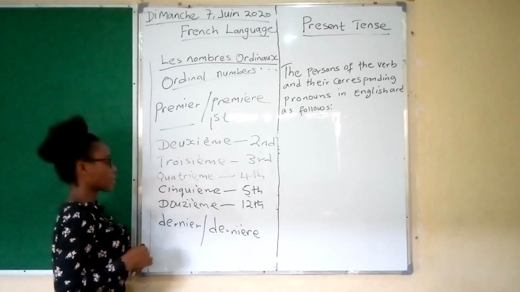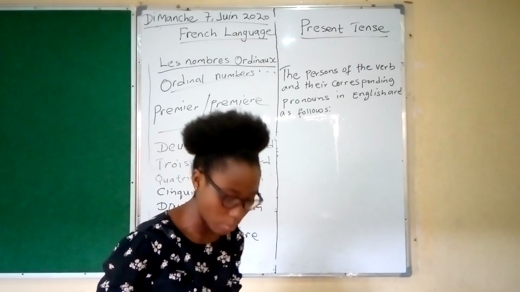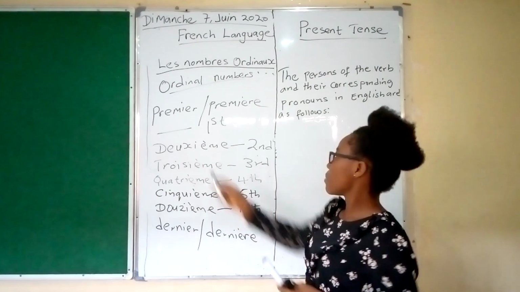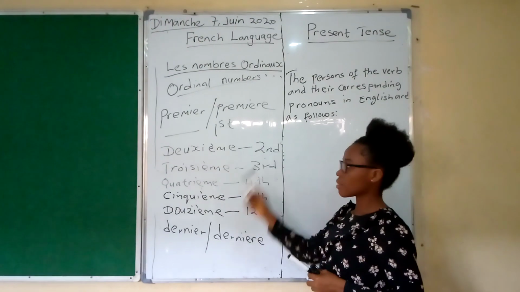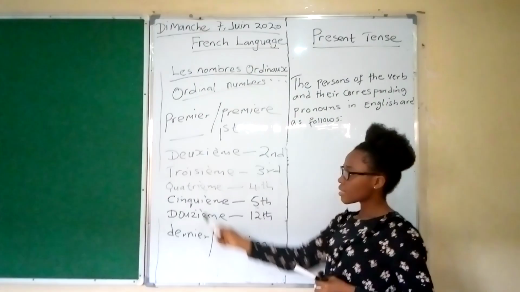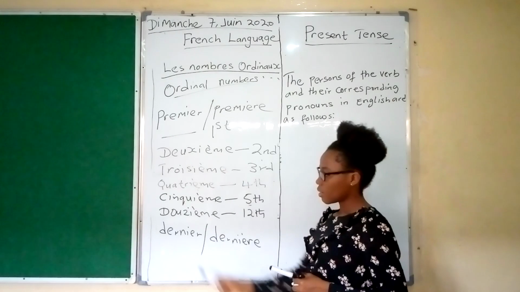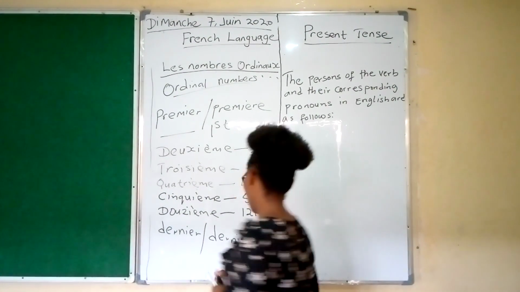Now we'll give you an assignment. That is all for ordinal numbers. Let's take that again. Premier, first. Deuxième, second. Troisième, third. Quatrième, fourth. Cinquième, fifth. Douzième, 12th. Dernier, meaning last.